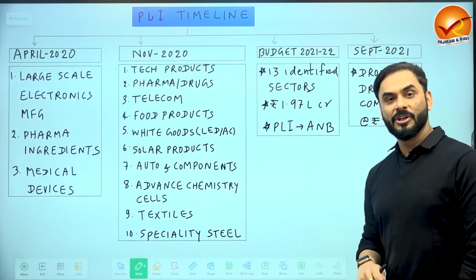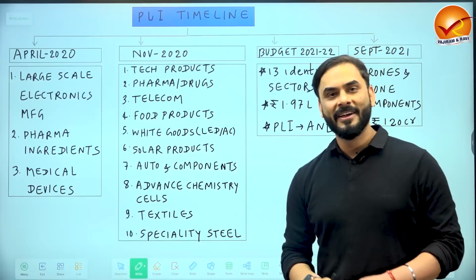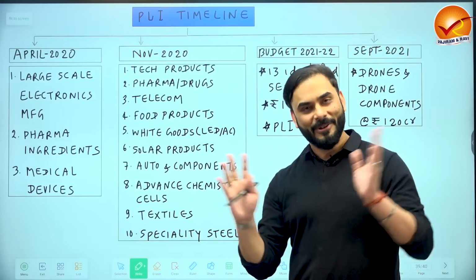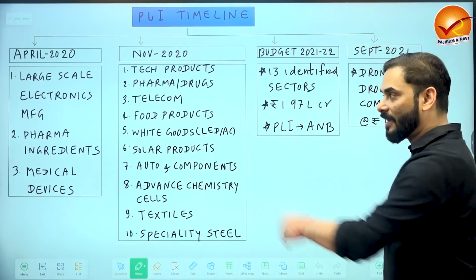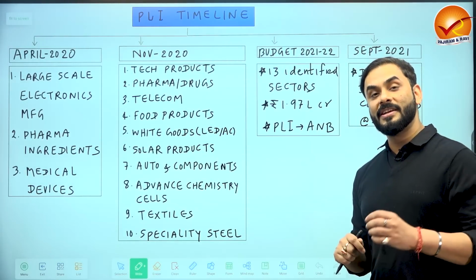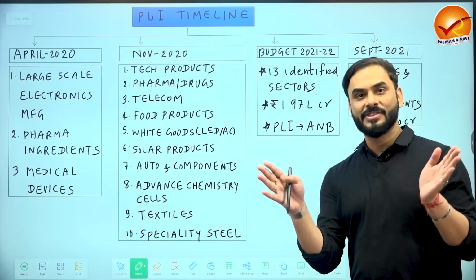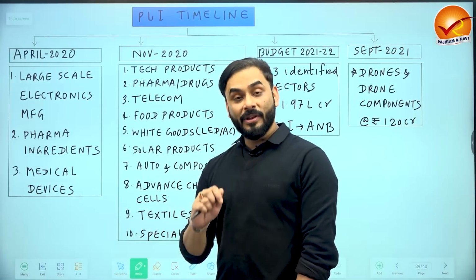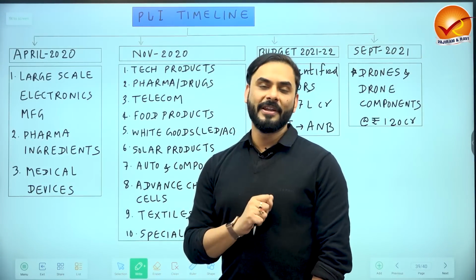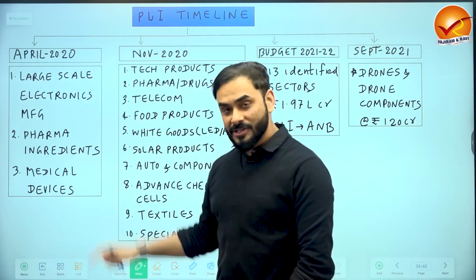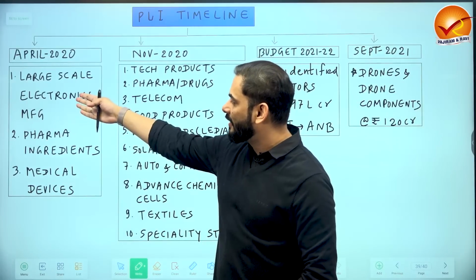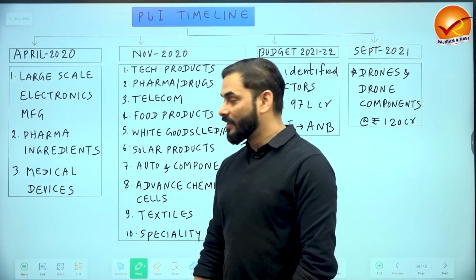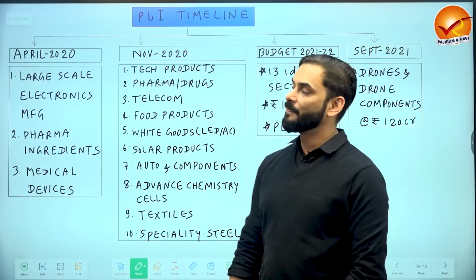Here I tried to capture, because everywhere you will listen that production linked incentive scheme is there, it is helping the economy, and all these things. So here I have created a timeline that when production linked incentive scheme started in India and what is the phase in which it developed. So in April 2020, for the first time, Government of India introduced production linked incentives for 3 sectors. See, which are the 3 sectors? Large scale electronics, as I told you, the story started there. Then pharmaceutical ingredients and medical devices.